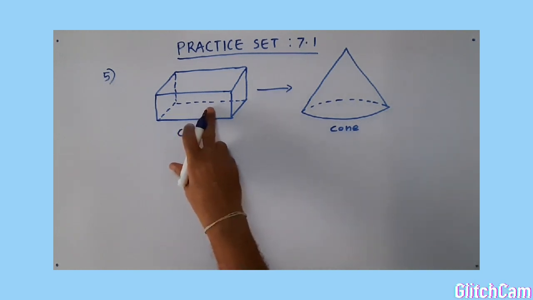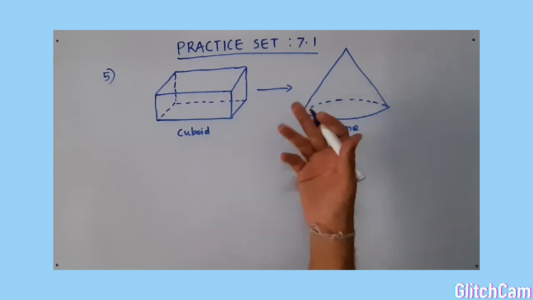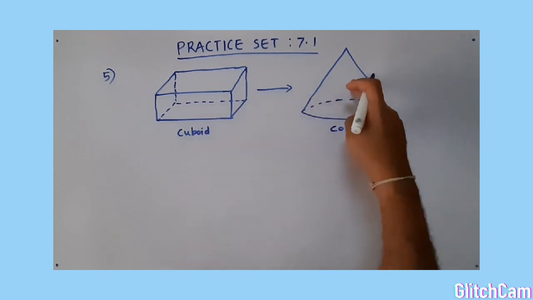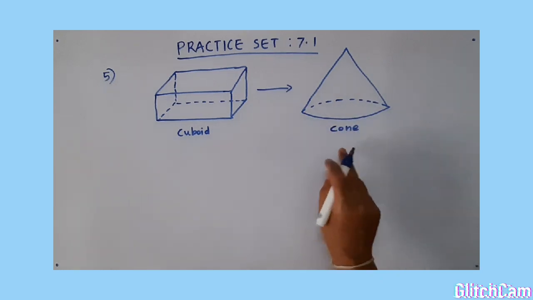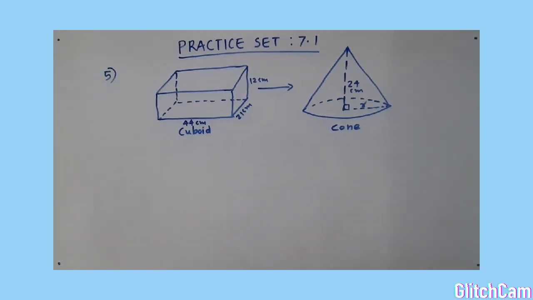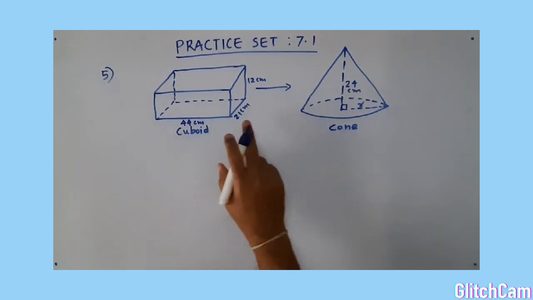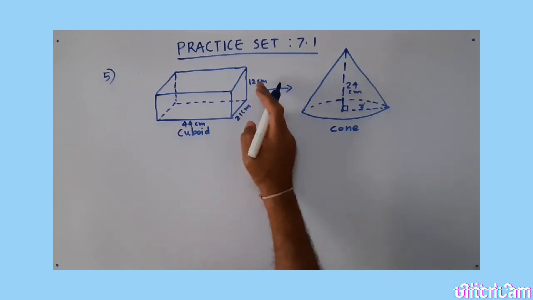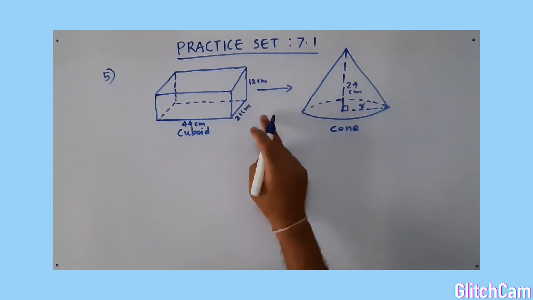A cuboid is made up of some material. That material is melted and reshaped, or molded, into a new figure, this cone. Now some dimensions of the cuboid are given, some dimensions of the cone are given, and we have to find something about the cone. They have said that the dimensions of the cuboid are 44 centimeter, 21 centimeter and 12 centimeter. When they give dimensions of a cuboid, remember they will always be in this order: length, breadth and height. So 44 centimeter is the length, 21 centimeter is the breadth and 12 centimeter is the height.